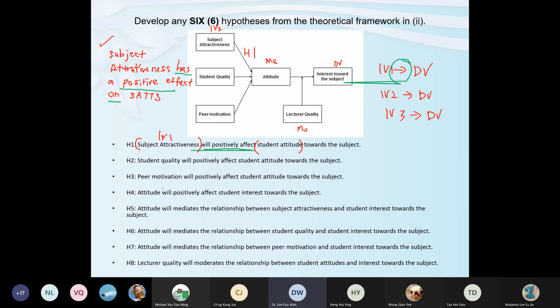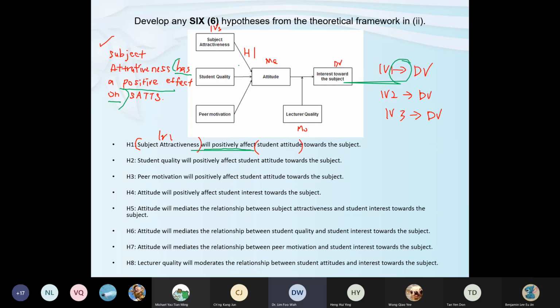If you want to write there is a relationship between IV1 and DV or another variable, also can. Both are accepted because you have learned in these chapters that there are directional hypotheses and non-directional hypotheses. Both are accepted in your case. If you want to make things easy, just remember has a positive effect on what, full stop. That's it. Confirm you can score.